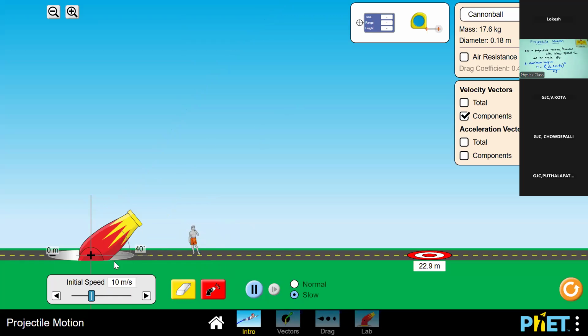Let's start with an initial speed. For example, we can take 20 meters per second as the initial speed. So the initial speed v naught here is 20 meters per second. And you can take the initial angle as, for example, 30 degrees. Watch what happens when I click fire.